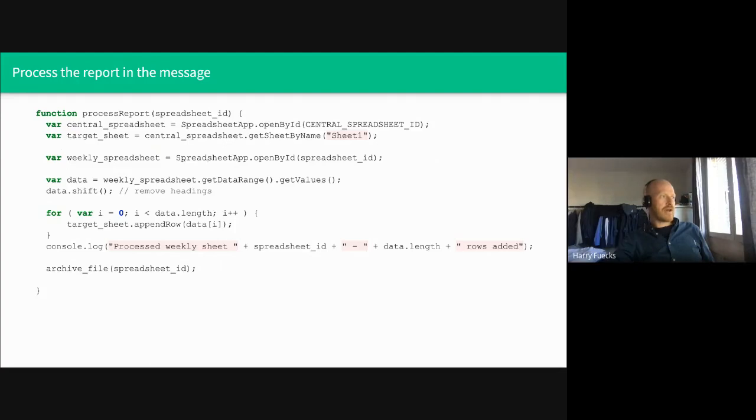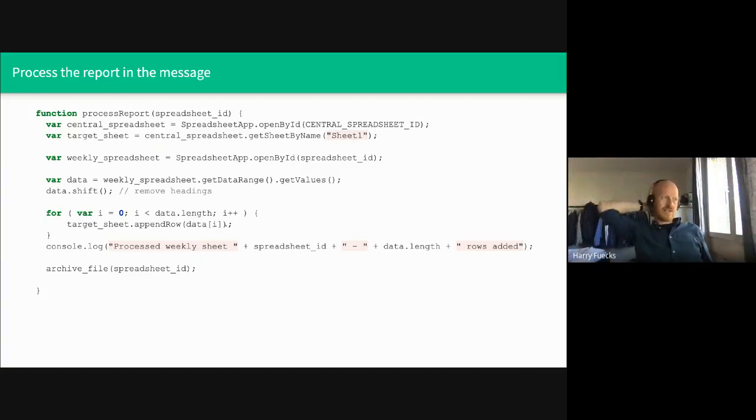Then we're pulling out our weekly spreadsheet using the ID that we found in the email. Getting all the values from the weekly spreadsheet, throw away the heading, and then we loop through the incoming data and append each row one by one to the central spreadsheet. So target sheet is this one, and we're appending each row of data.